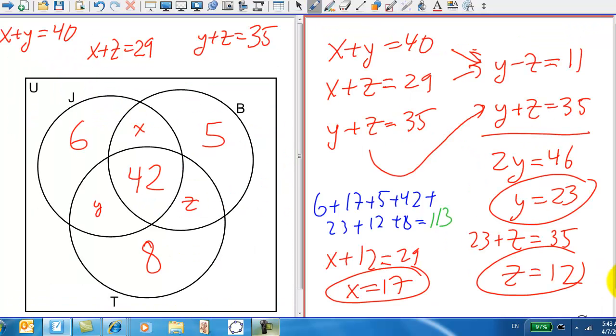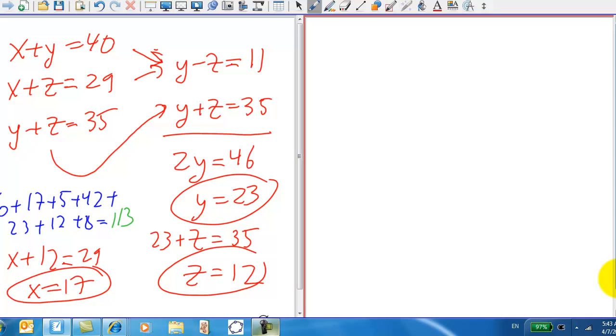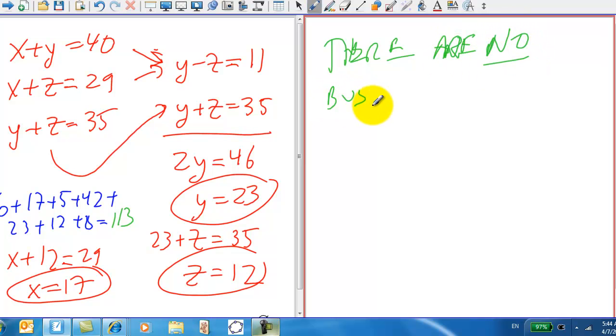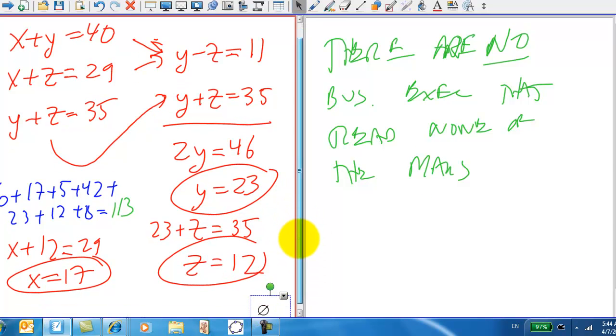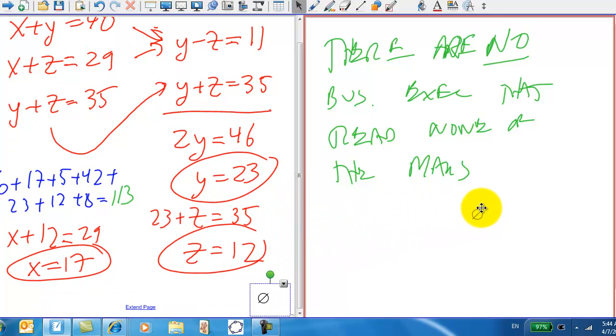So that means there are no business executives that read none of the magazines. Sometimes represented by our Greek symbol here. The empty set. That's the empty set symbol.